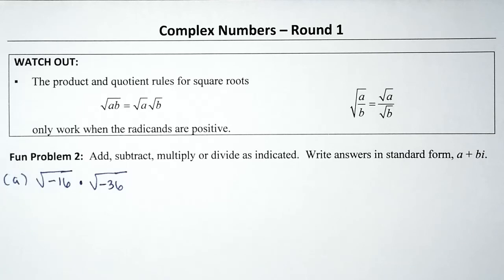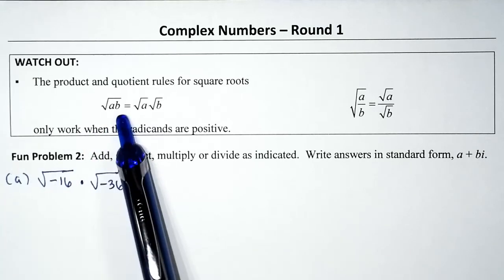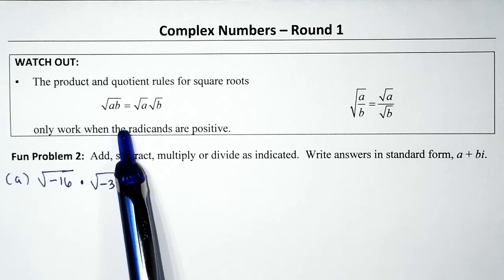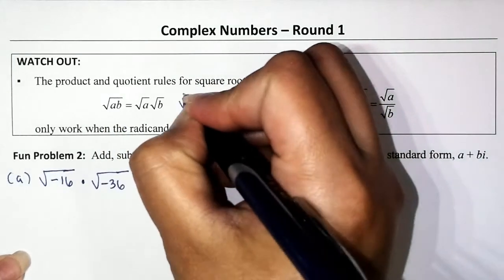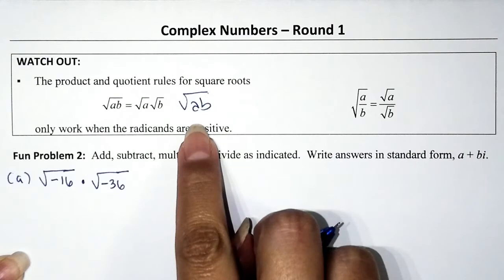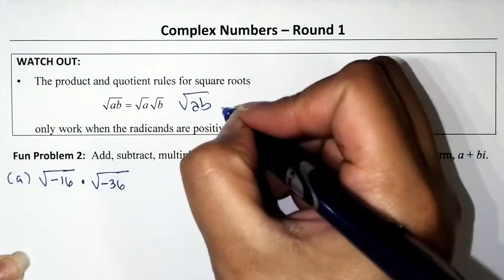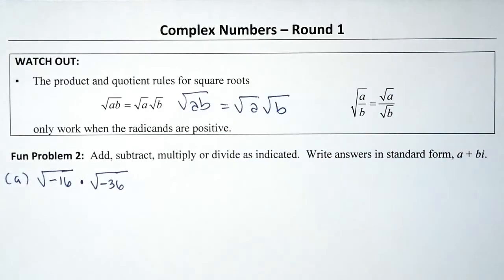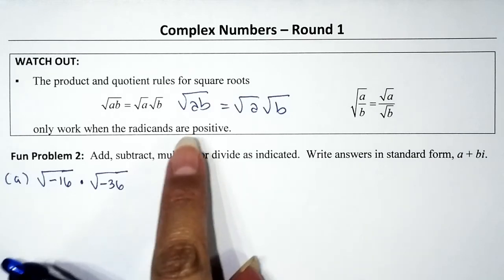Lucky you. Okay, a quick reminder: when we talked about the product and quotient rule for radicals, they hold true only when the radicand is positive. If you have the square root of a product, we can split the factors. We can write it as the square root of the first factor times the square root of the second factor. But again, the product rule for radicals only holds true if our radicand is positive.